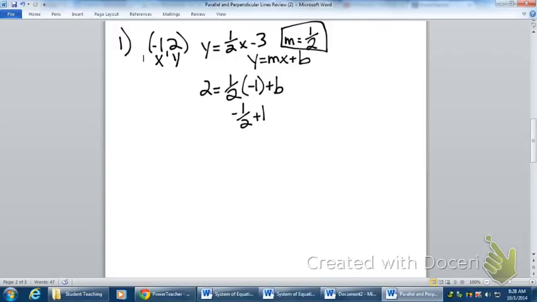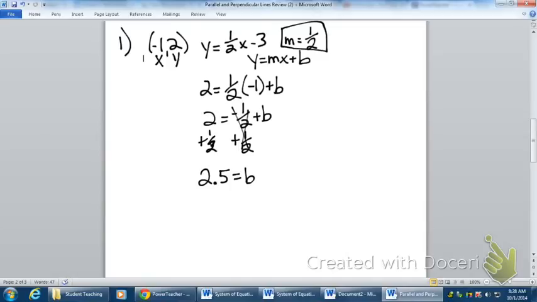You're just going to be working these problems out right now. You're just solving. So add 1/2 to both sides. So b would be 2.5.